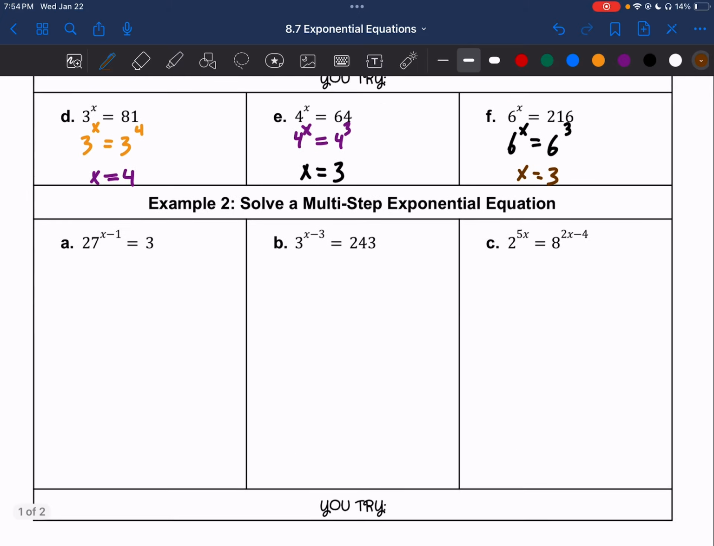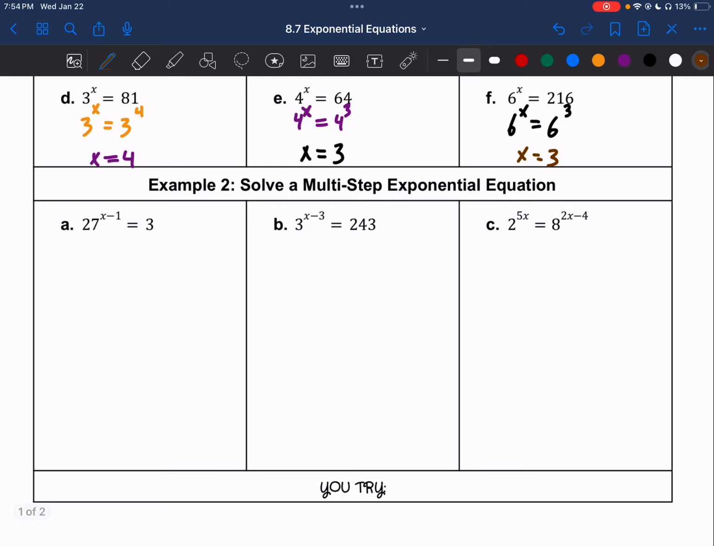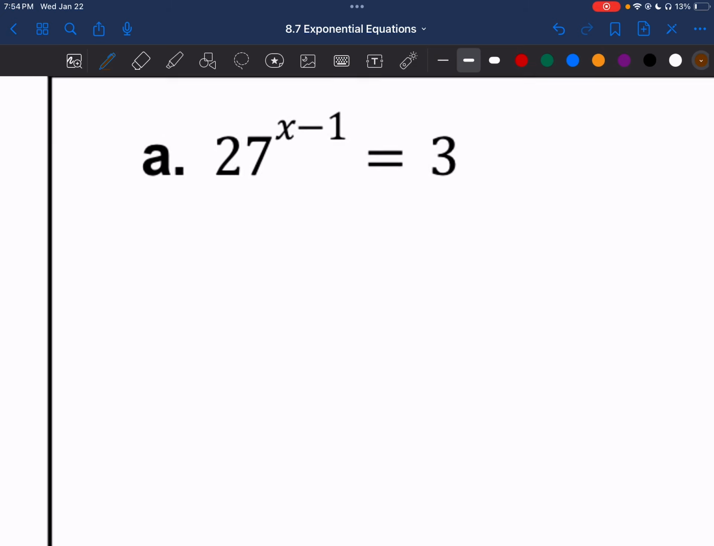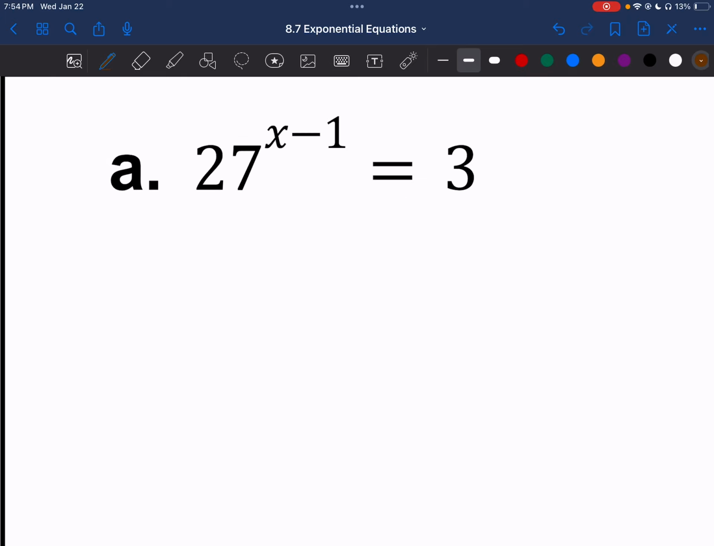All right, now example 2, we need to solve a multi-step equation, and these get a little bit weird. So we have on the left 27 to the x minus 1 power, and that's equal to 3. Okay, that's weird. So let's think of it as this is equal to 3 to the first power. Still kind of weird. But do I know something? Do I know a relationship between 3 and 27? I do. I know that 27 is 3 to the third power.